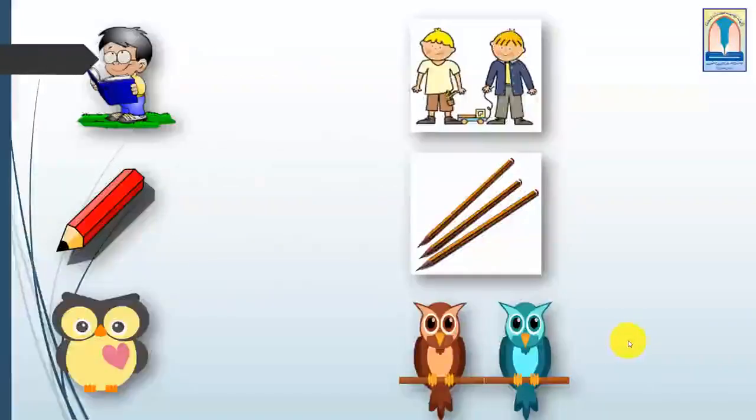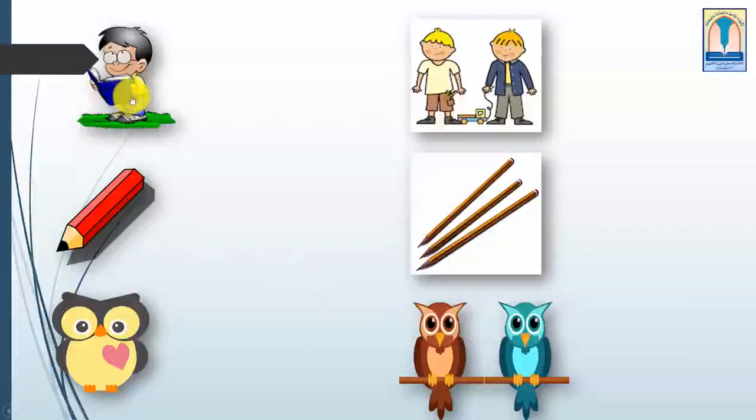First of all, I want you to look over here at the first picture and tell me how many boys you see. Looking at the second picture, I want you to tell me how many crayons do you see. And in the last one, I want you to tell me how many owls there are in the picture. Moving to the second column, you have to mention the number of boys in this picture, the number of pencils in this picture, and the number of owls in the third one.